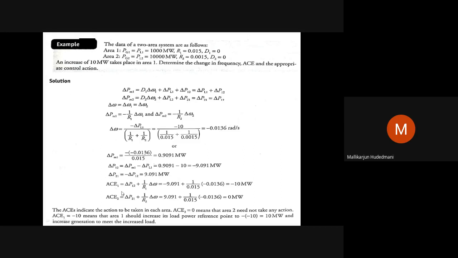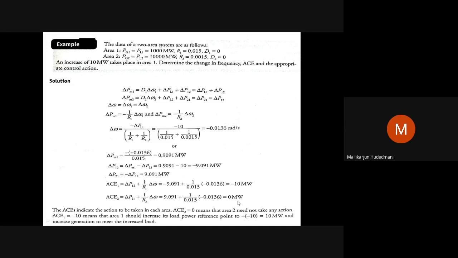Let's look into area number 2, ACE2. ACE2 is delta P21. What is delta P21? Delta P21 is exactly negative of the delta P12, which you can see here, which is a minus 9.091. It is positioned as plus 9.091, nothing but this is opposite to that, plus delta omega divided by R2, 1 by R2 into minus of 0.0136. If I work it out, it cancels this to 0.